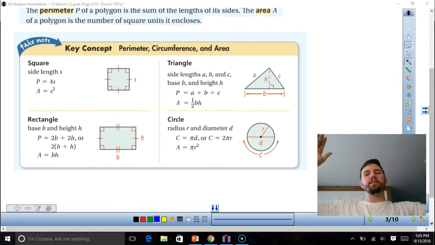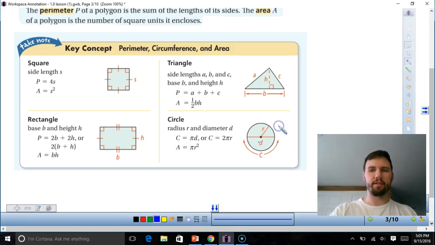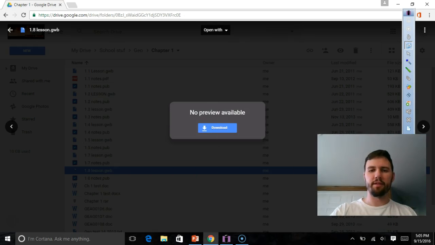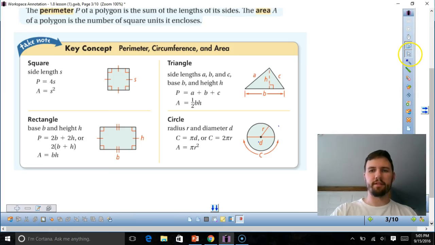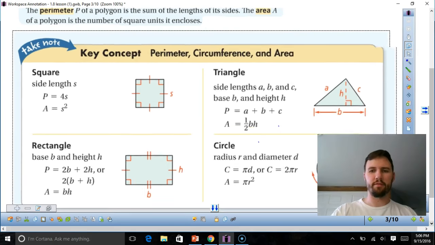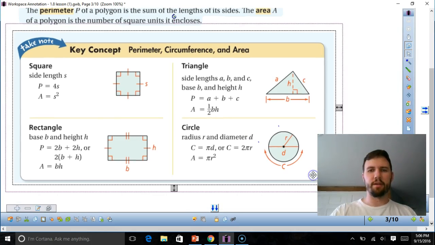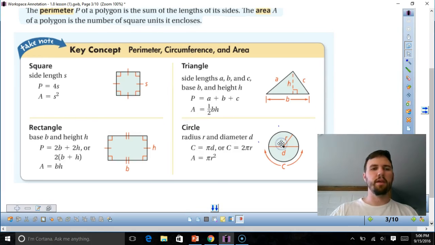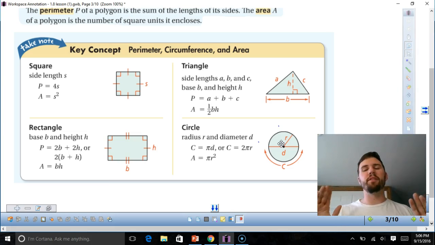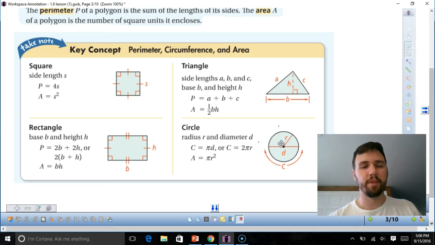Look at all these formulas to learn. All these formulas are important and they will come up the entire year. And if you take calc, even more so.